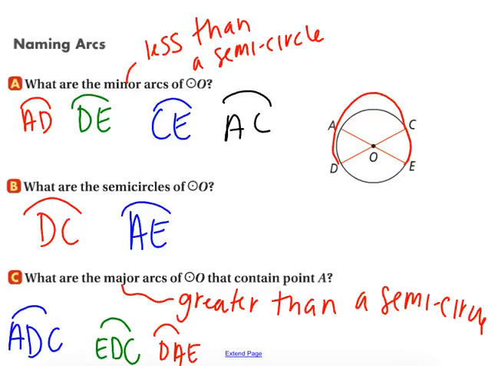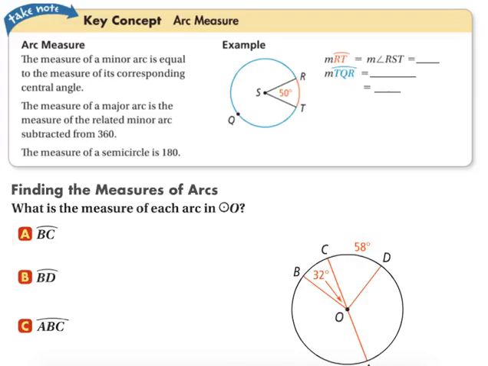Now we're going to learn how to find the measure of these arcs, and it's actually quite simple. How you find the measure of an arc is that it corresponds to the central angle. So if I wanted to find the measure of arc RT, it corresponds to this angle that it's formed by. You guys see how I have angle RST at 50 degrees? So that means my measure of arc RT is 50 degrees.